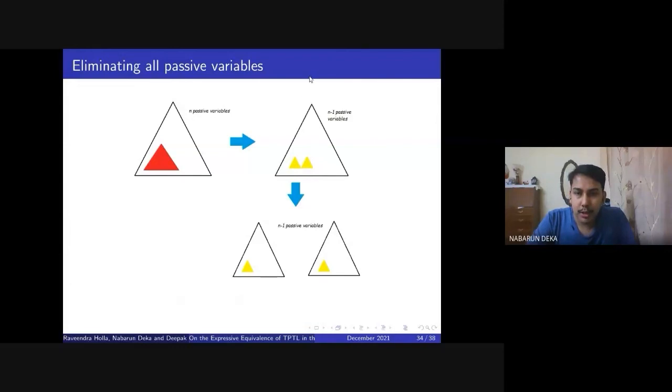Then pull the disjuncts up. So now we have a finite number of disjuncts. Each of them has one less passive variable compared to the original formula. So now from these we can again remove passive variables, and doing this n times we will have removed all the passive variables from our original sentence. Hence, we have succeeded in converting any sentence into an equivalent active sentence. And we know active sentences behave the same way in pointwise and continuous semantics.